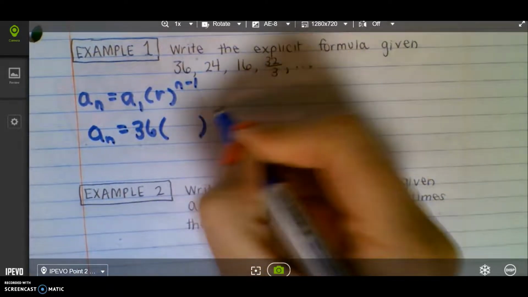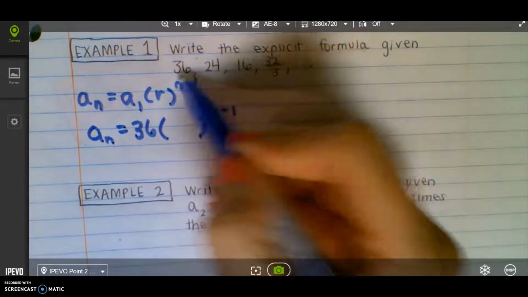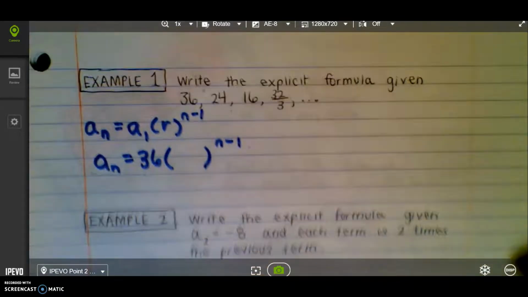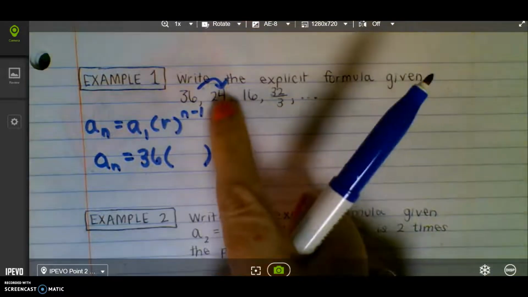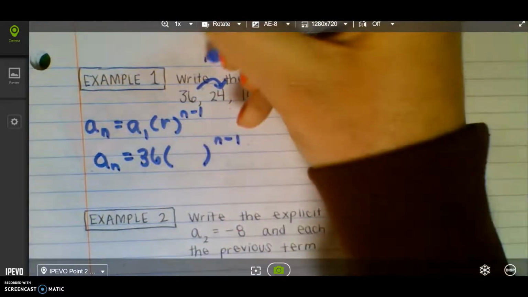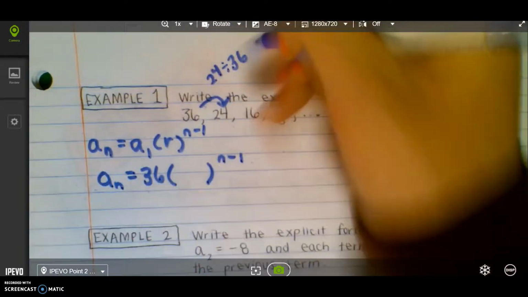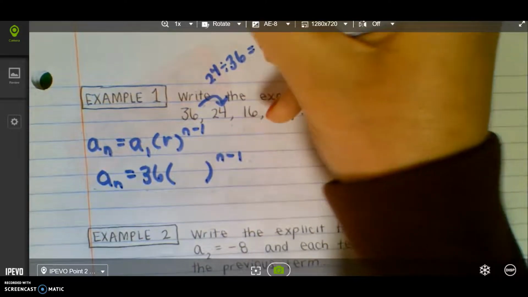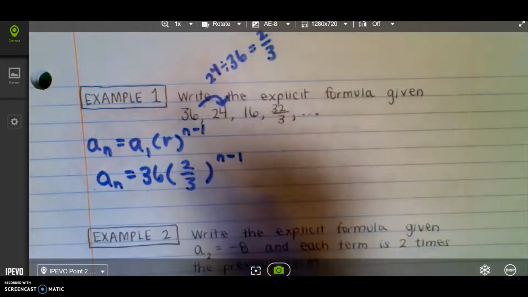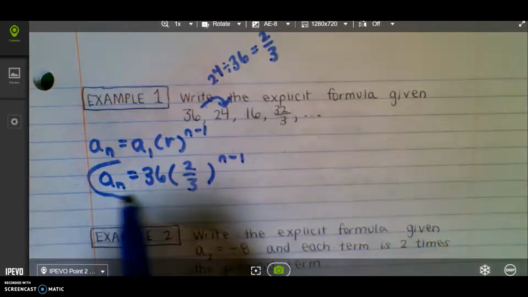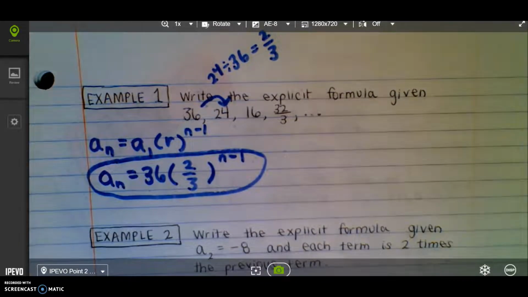I don't know the common ratio, but I do know that it's a fraction, less than 1, because I'm decreasing in value. So I'm going to work backwards to figure out what r is by taking 24 divided by 36. And 24 divided by 36 simplifies to 2/3. That's my r value. So my equation for the sequence is a sub n equals 36 times 2/3 to the n minus 1.